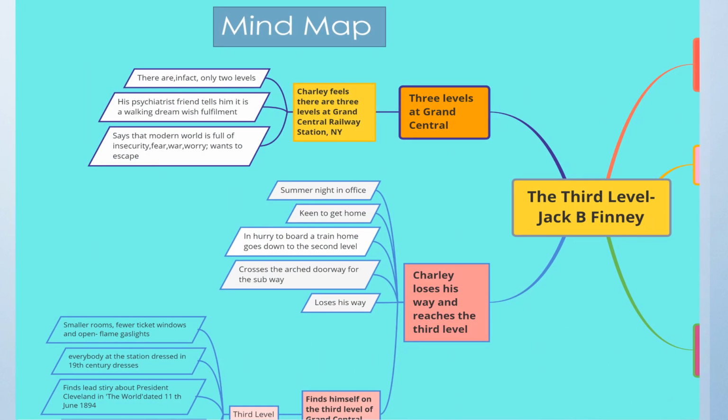After this experience at Grand Central Station, Charlie visits a psychiatrist friend to talk about this problem. His friend calls it a walking dream wish fulfillment. That means he was daydreaming or maybe hallucinating, and he rationalizes Charlie's psychology by saying that the modern world is full of insecurity, fear, worry, and war, and everybody wants to escape to some temporary refuge from reality. So, according to him, even Charlie's hobby like stamp collection is a manifestation of this escape from reality.